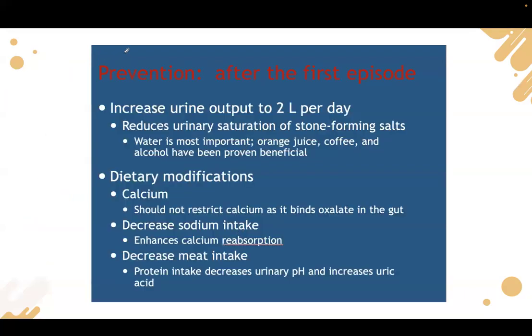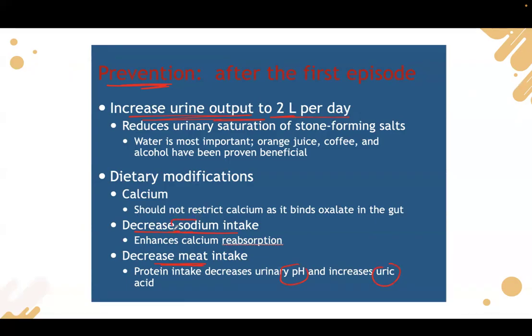So here is a slide from your presentation. It's showing the methods to prevent the episodes of kidney stones. One is to increase the urine output to 2 liters per day. Others include, for example, decreasing sodium intake and decreasing meat intake as well. Why? Because they have an effect on the pH and the uric acid levels, which might precipitate uric acid kidney stones. Here, decrease sodium intake.